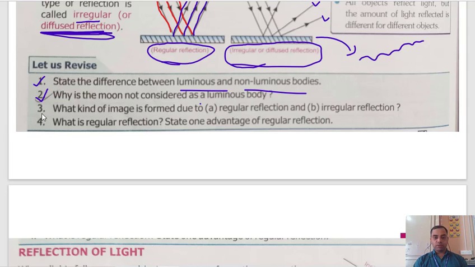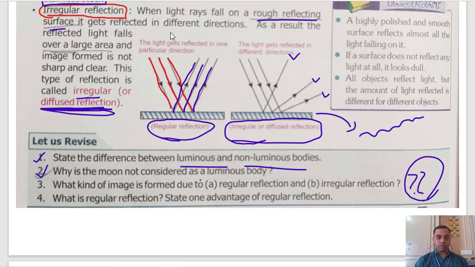What kind of image is formed due to regular reflection and irregular reflection? This is what I want you to comment on in the comment section. What is regular reflection? State one advantage of regular reflection. This is regular reflection, which I have just explained. What are the advantages of regular reflection?